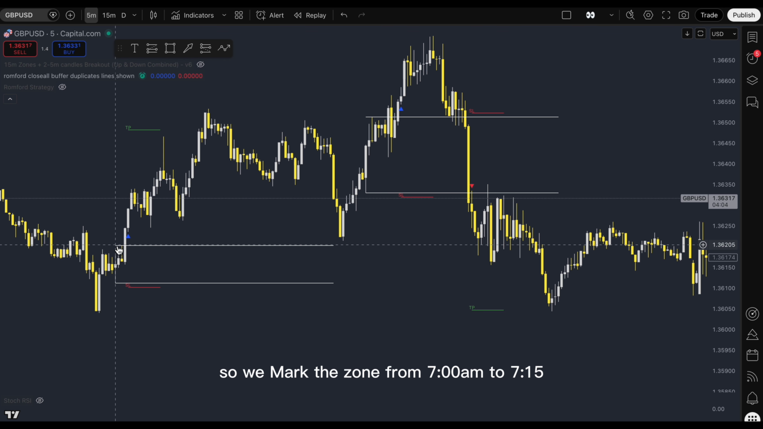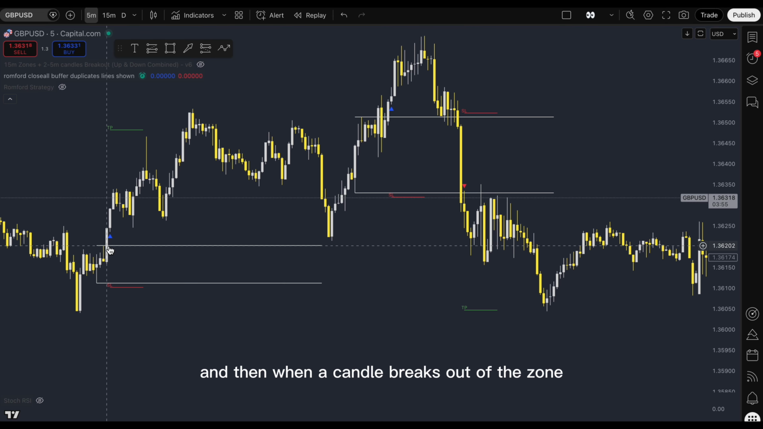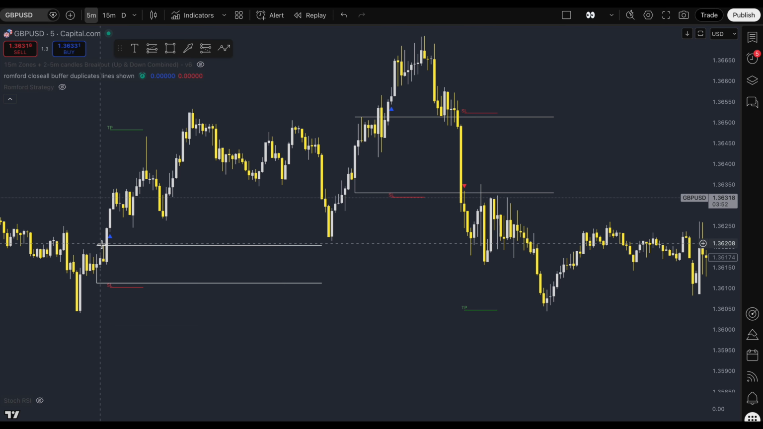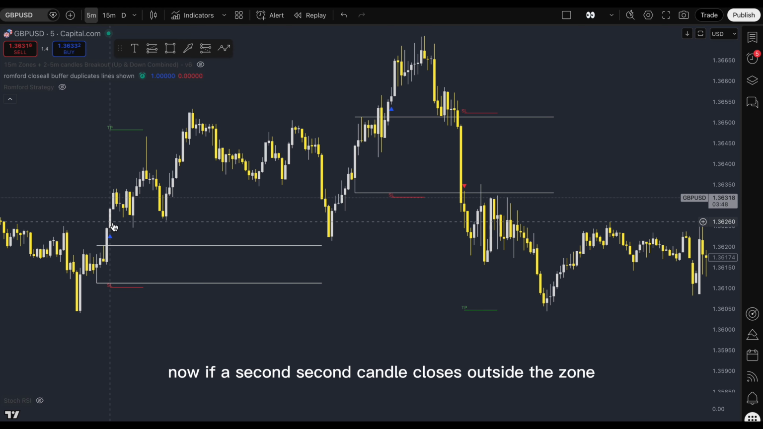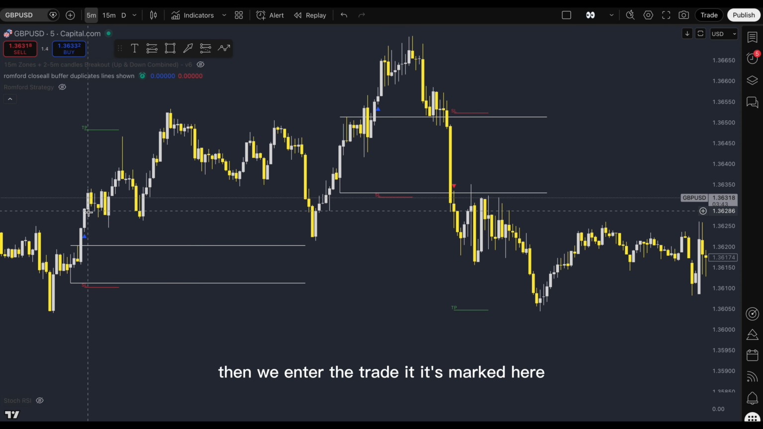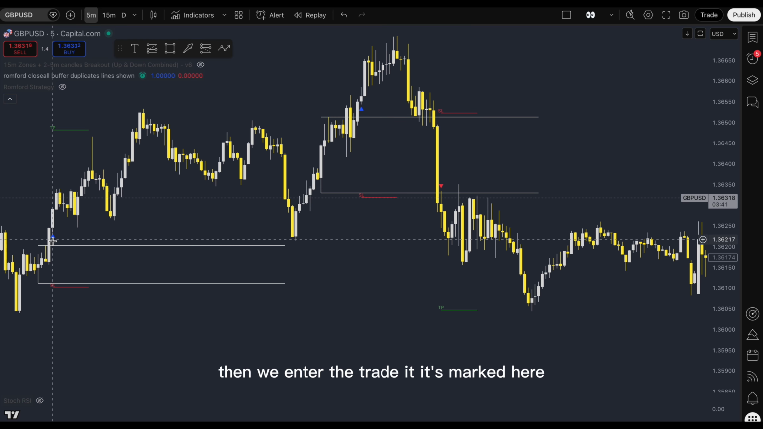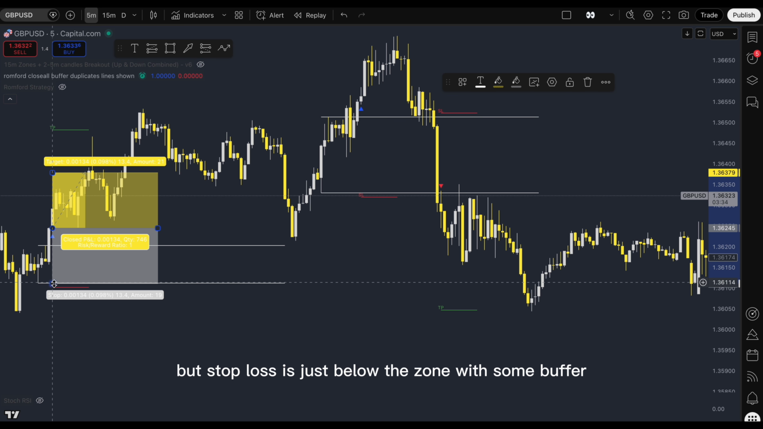So this trade, basically this was the morning session. So we mark the zone from 7 a.m. to 7:15, the lows and the highs. And then when a candle breaks out of the zone, we take notice. And then if it closes outside the zone, we take notice. Now, if a second candle closes outside the zone, then we enter the trade. It's marked here, but the trade was actually entered here. So let's see if it corresponds.